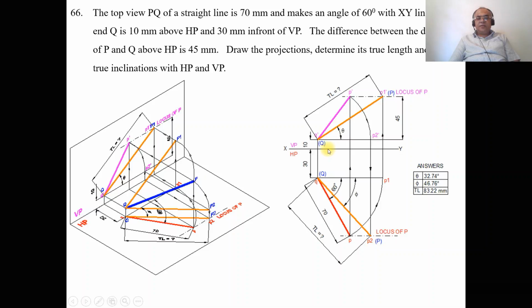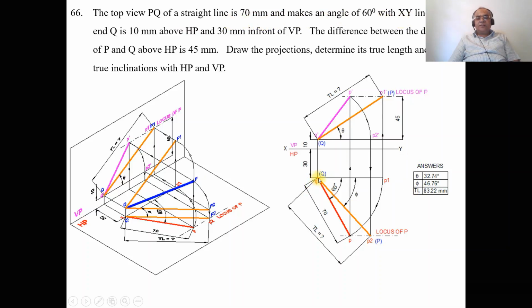And similarly, from the XY line, you measure 30 mm and draw one more horizontal line. Consider any point on this and draw a vertical projector. Mark this point as Q dash and also as Q, both in the front view and also in the top view. Now, as given, the top view line makes 60 degrees with the XY line, being 70 mm.